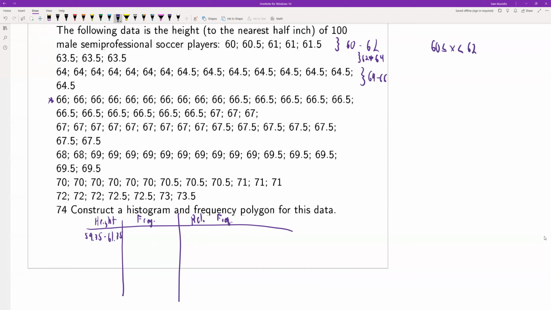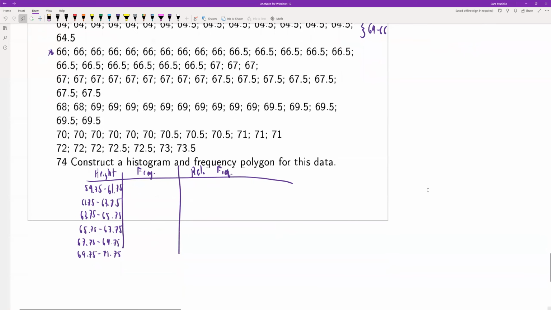And this will allow us to fill in our different categories. So we're going to do 61.75 to 63.75, 63.75 to 65.75, 65.75 to 67.75, 67.75 to 69.75, 69.75 to 71.75, 71.75 to 73.75. And we do have to go one more because there's a single 74. So 73.75 to 75.75.